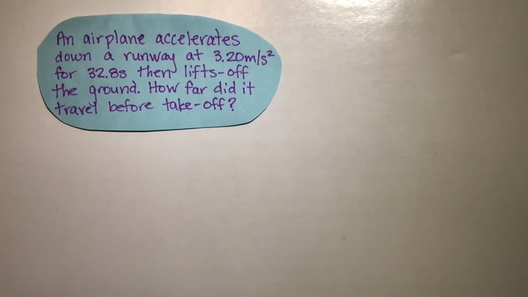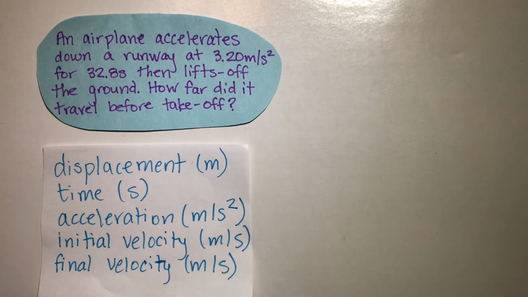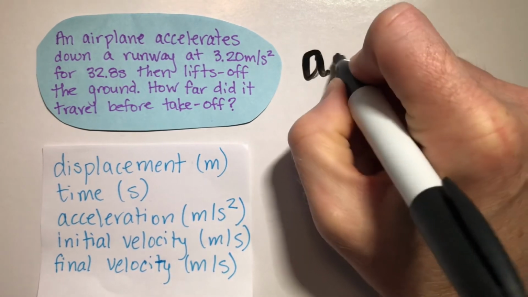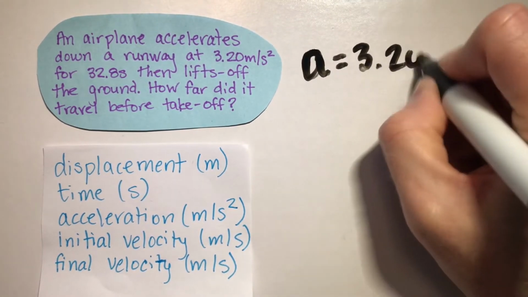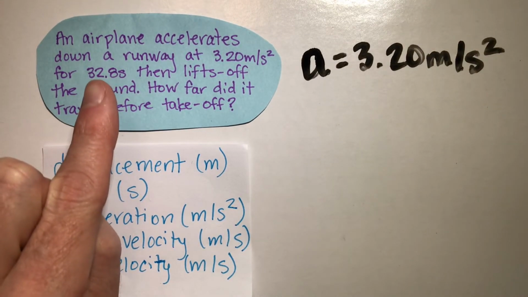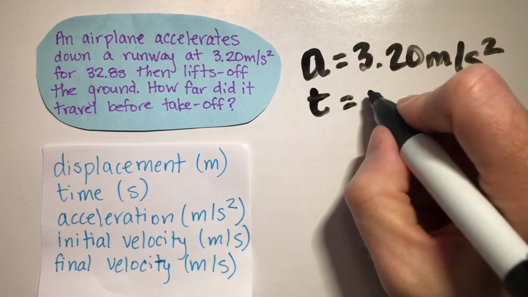So our problem here reads, an airplane accelerates down a runway at 3.20 meters per second squared for 32.8 seconds, then lifts off the ground. How far did it travel before takeoff? So let's take a look at our units in the problem to see what it is that we have. As you can see, we have something in meters per second squared, which is an acceleration. So I'm going to write down acceleration equals 3.20 meters per second squared. Secondly, I do have a time, which is measured in seconds. So I'm going to write down that time equals 32.8 seconds.